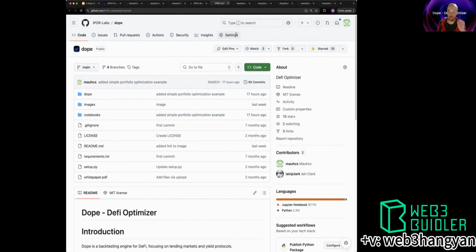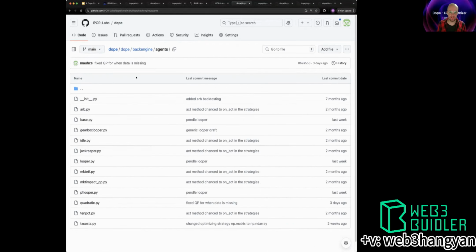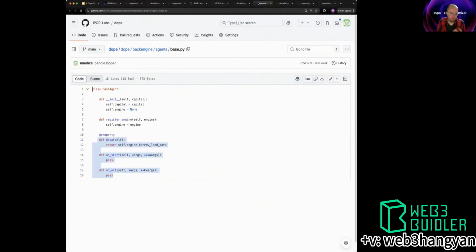The last thing, if you want to do your own strategy, is that we have this folder for agents. You really just play around with the agents. The idea is you define your own agent, and you essentially just need to create two functions, on start and on act. On start is where your funds will start, and then on act, every block or every hour, depending on the decision point time frame, you need to do something.